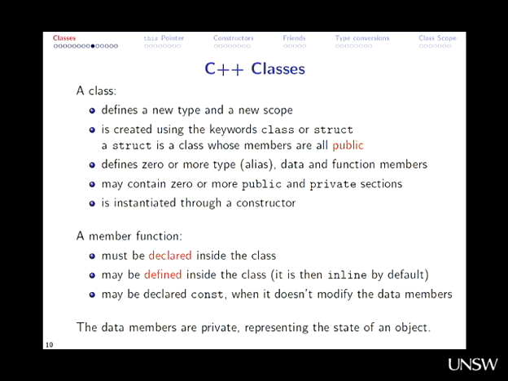And a member function might be declared as const. So I showed you const before, okay, where it doesn't modify the data members. I'm going to put a giant asterisk next to that because we're going to come back to when it can modify the data members. But something that's const generally does not modify the data members. And the data members, generally speaking, should be private. They represent the state of an object.